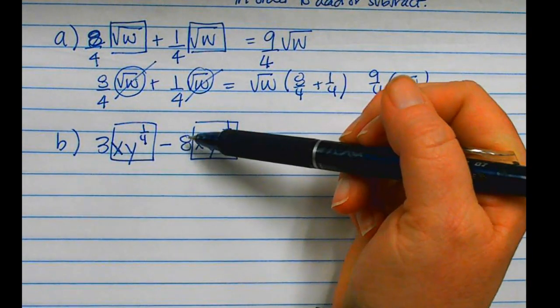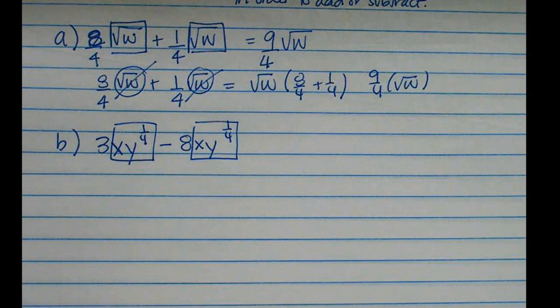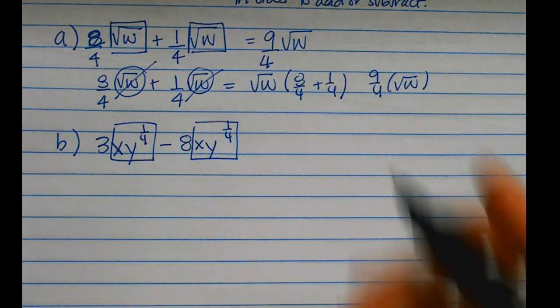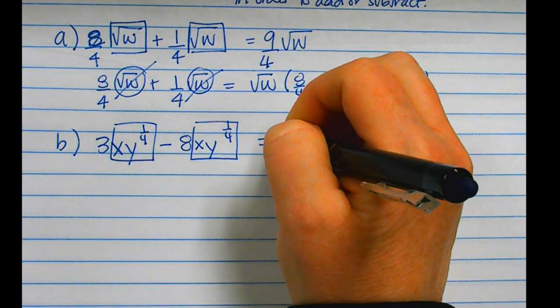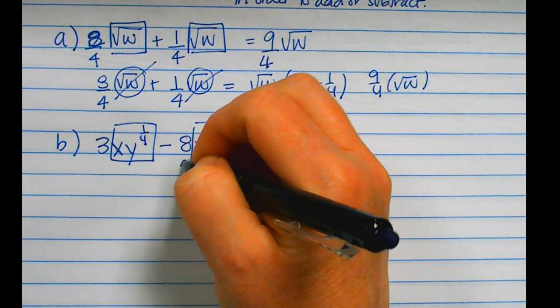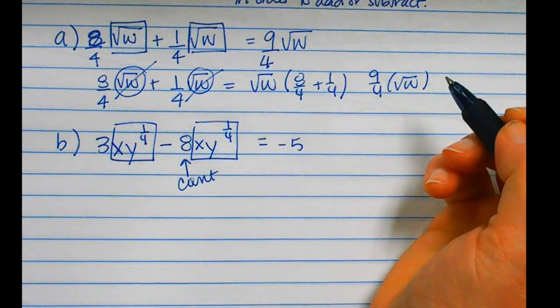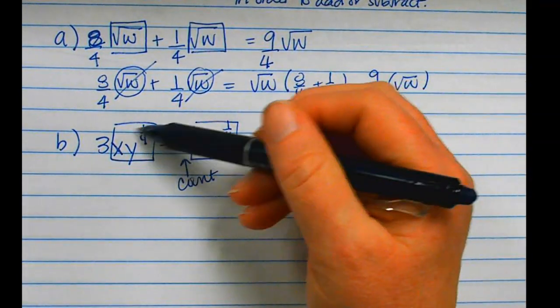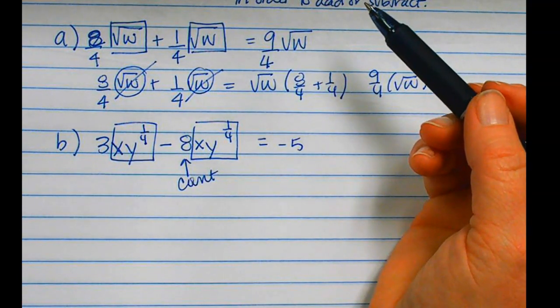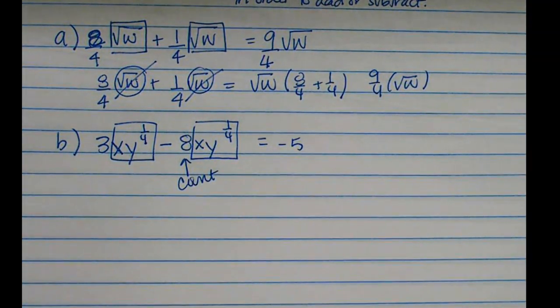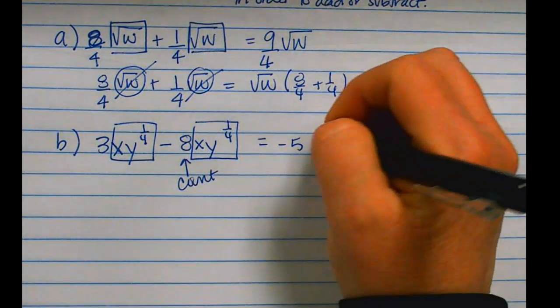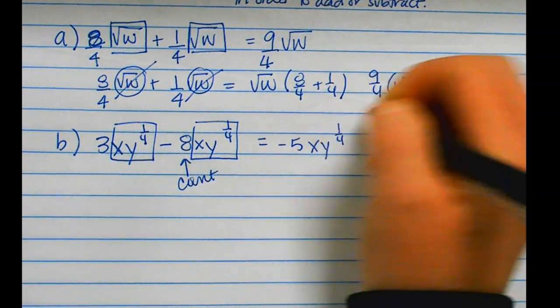The numbers in the front represent how many of those crates we have. We have 3 crates. Subtract 8 of the same kind of crate. How many crates do we have? We have -5 crates, and we just rewrite the stuff in the box. So we count these numbers up, and we put everything in the box and see if it's the same. If they are, we can add up those, we can count the number of boxes. So -5, keep the stuff in the box.